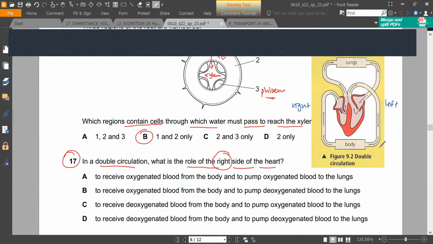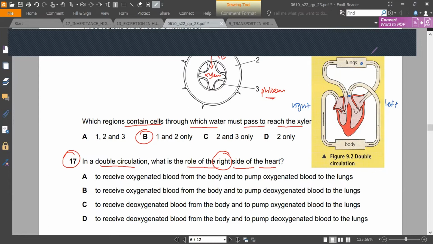Okay, so if we look at the blood circulatory system, how it works. It is a cycle, so we can start from anywhere, but most of the time, to make things easier, we will start from here. Maybe easier to start from here.